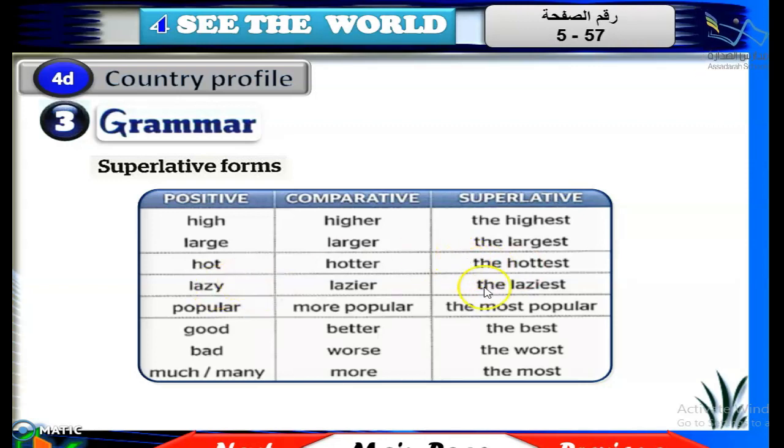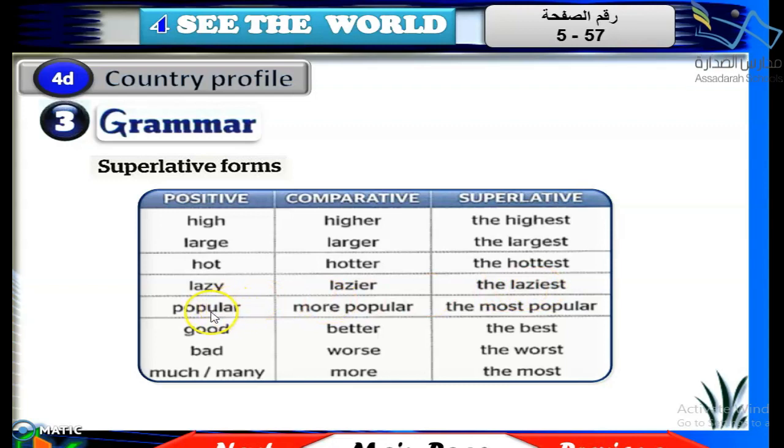Lazy, the laziest. As you can see in the comparative, we replace the y by I and then we add er. And the superlative form, we write the as usual before the adjective and then we add est, and of course we replace the y by I, the laziest.